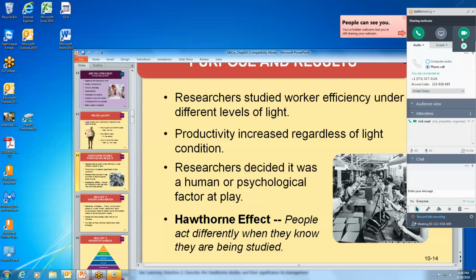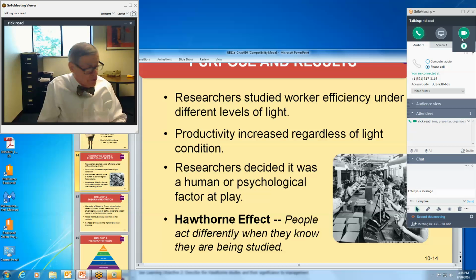Taylor's work was followed some years later. Taylor, by the way, first wrote his book, The Principles of Scientific Management, in 1911. Taylor's work was followed, not subsequently, not because of what Taylor did, by a group of Harvard researchers led by Elton Mayo. And they conducted a number of experiments at the Hawthorne plant, the Western Electric plant in Hawthorne, Illinois.